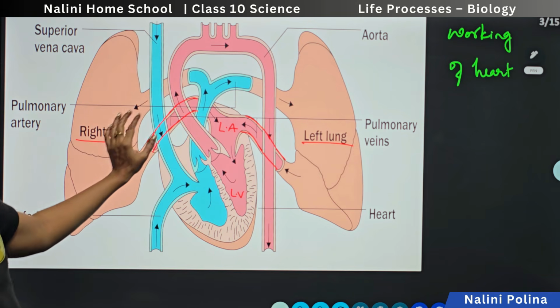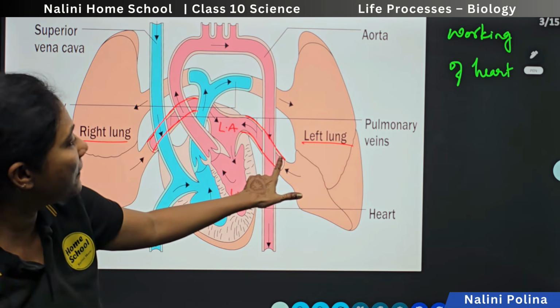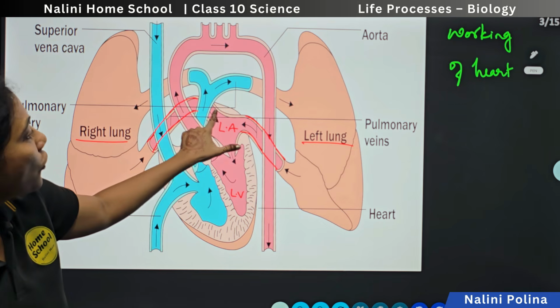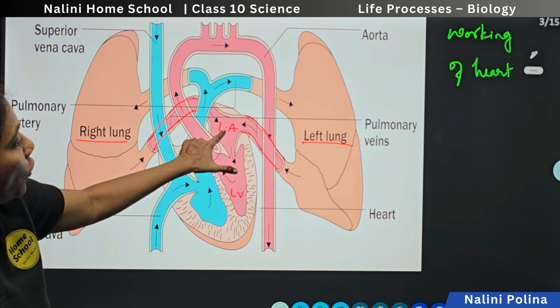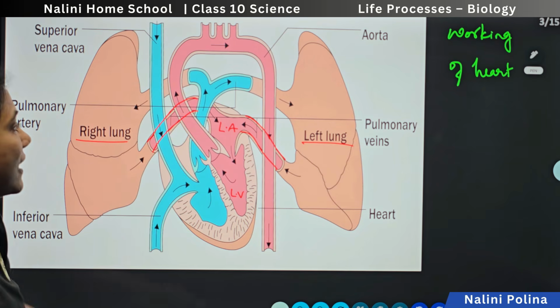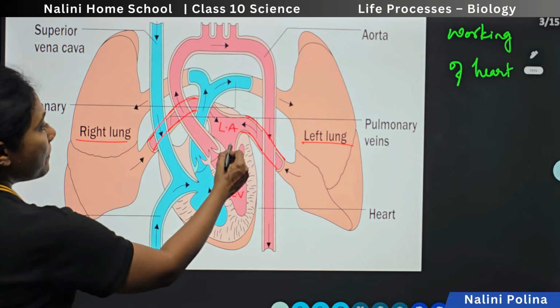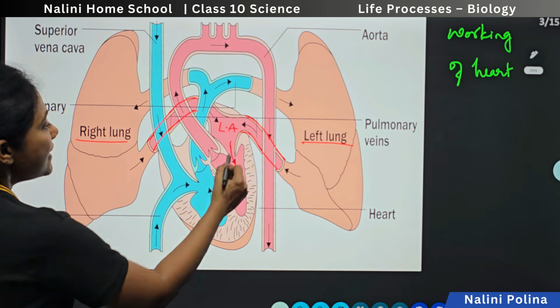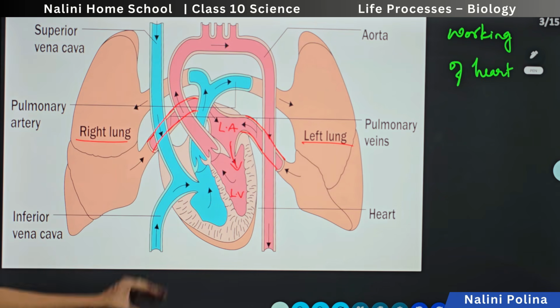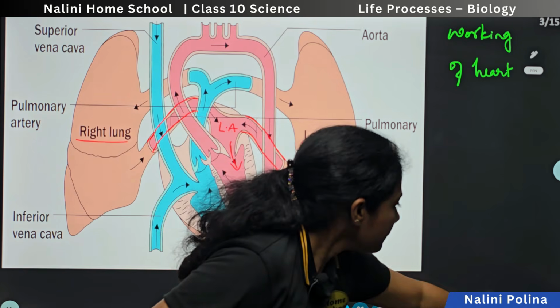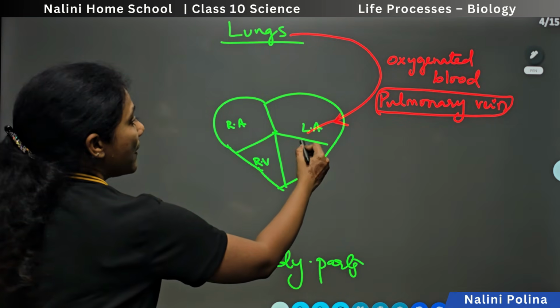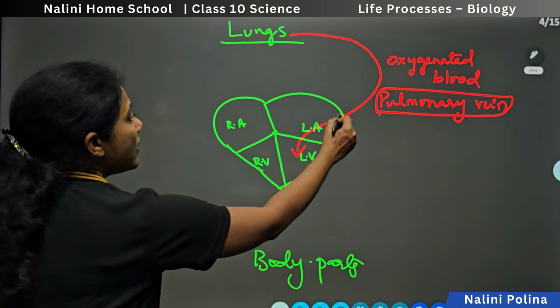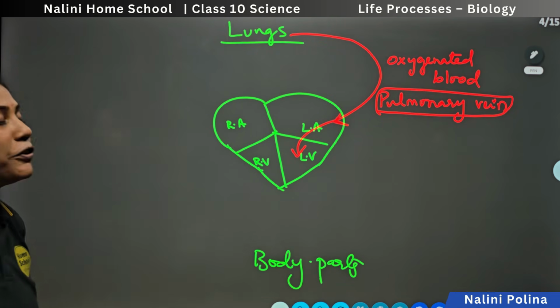One pulmonary vein from one lung, other pulmonary vein from another lung. So they are carrying this oxygenated blood and they are putting it over into the left atrium, guys. So from left atrium, it is coming into left ventricle. See guys, from left atrium, the oxygenated blood will come to left ventricle.